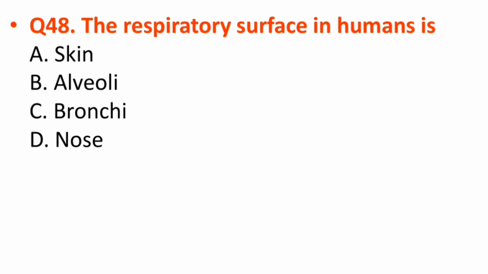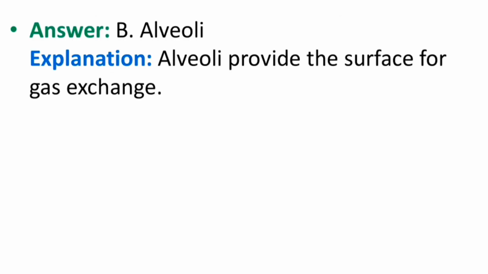The respiratory surface in humans is option A skin, option B alveoli, option C bronchi, option D nose. The correct answer is option B alveoli. Alveoli provide the surface for gas exchange.